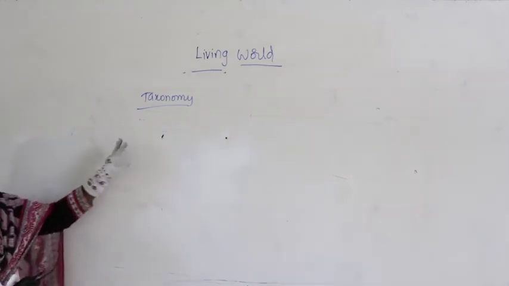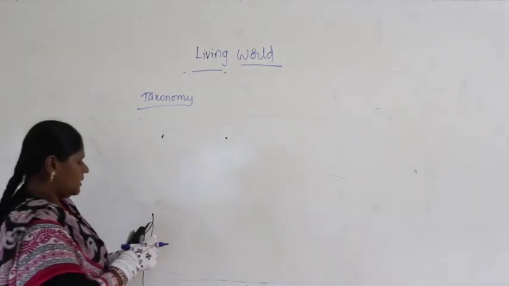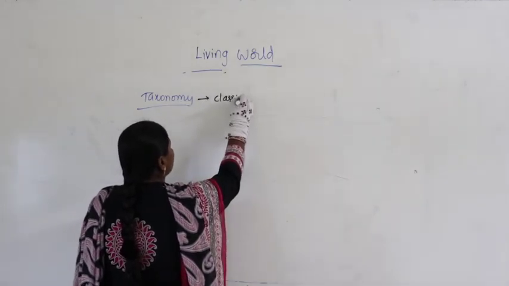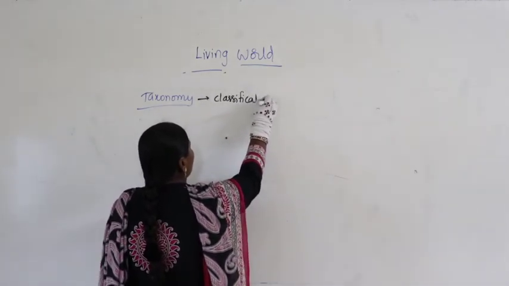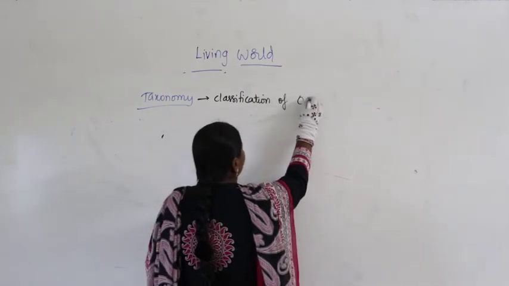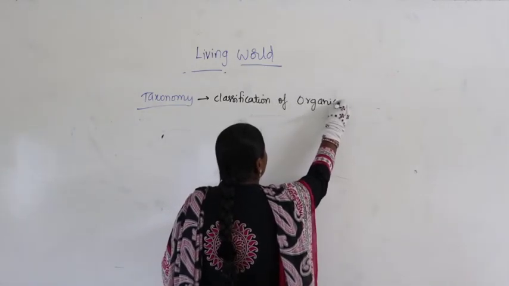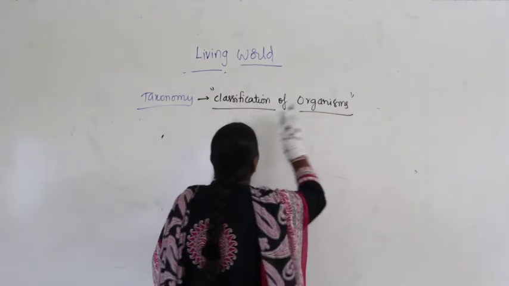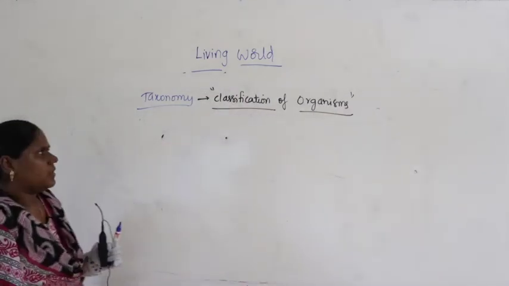Let us continue with taxonomy. Now taxonomy, what do we say? Taxonomy mainly speaks about what? Classification of organisms. What is the main definition for taxonomy? It says that it is the classification of organisms.